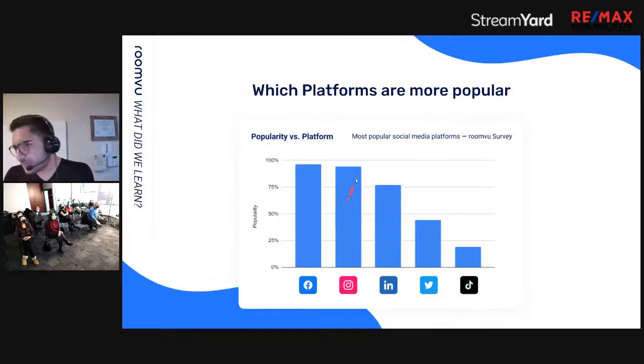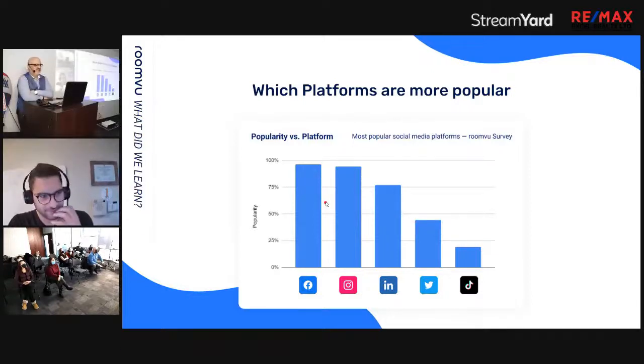So we asked another question, which platforms are more popular among the realtors, and this is about 45,000 realtors.